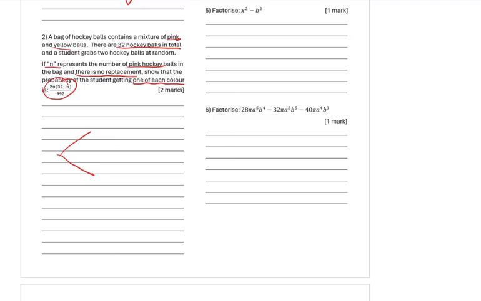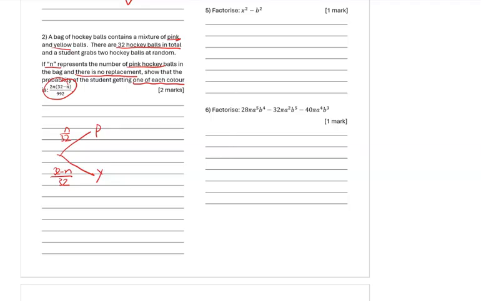So we're going to start by drawing the first branch. The first ball that the student picks could be pink or yellow. And we know there were N pink hockey balls, so that probability would be N over 32. Whatever N is, we don't really know, but we can form an algebraic expression with N. And if we do 32 minus N, the leftover must be the number of yellow balls. So 32 minus N over 32. That's going to be the yellow section.